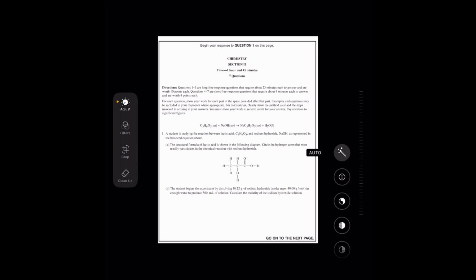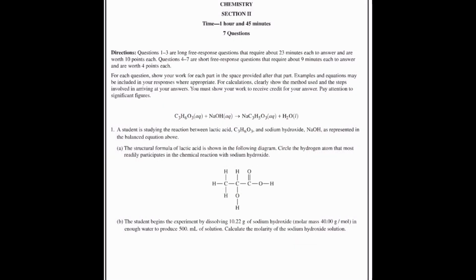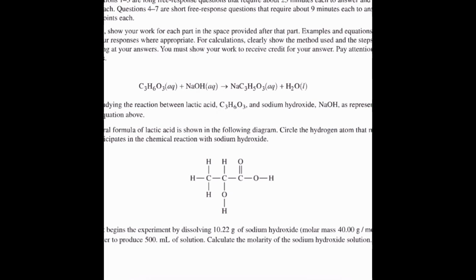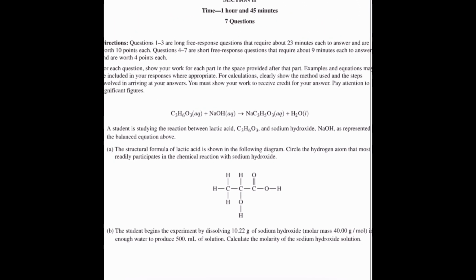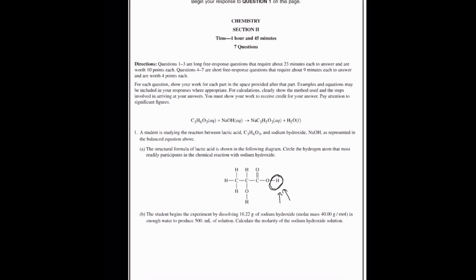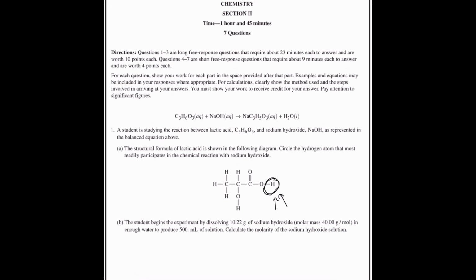Okay, we have to find the hydrogen atom that most readily participates in the chemical reaction with NaOH. It's going to be the H right there, because you're just losing one of the H's for an H2O. Alright, next problem.